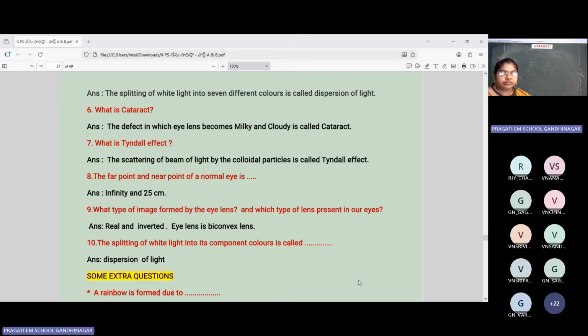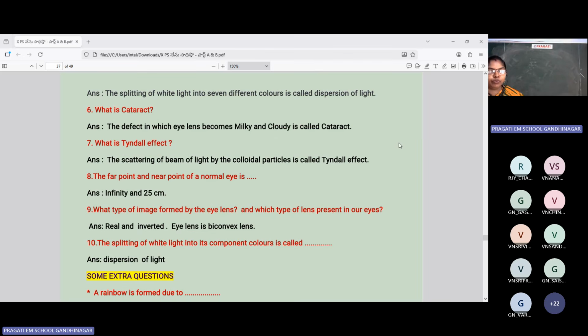What is cataract? The defect in which the eye lens becomes milky and cloudy is called a cataract. This question is also important. And what is the Tyndall effect? What is meant by scattering of light? Why does the sky appear blue in color? See, what is the Tyndall effect? The scattering of a beam of light by colloidal particles is called the Tyndall effect.